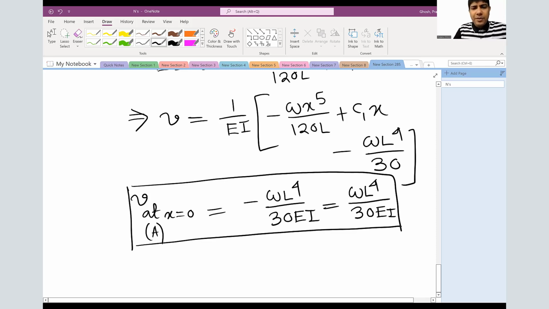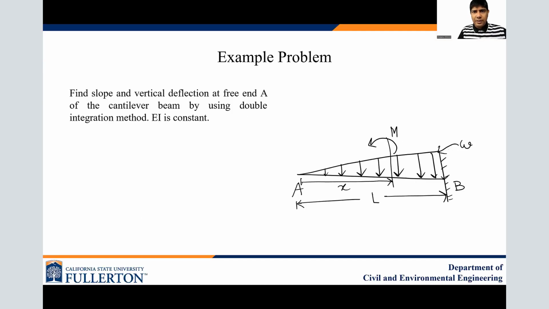So that gives you the idea to apply double integration theory to compute slope and deflection at any point in the beam. Now I'm going to stop sharing this portion, and you'll have one practice quiz problem which I'm going to share to show you.